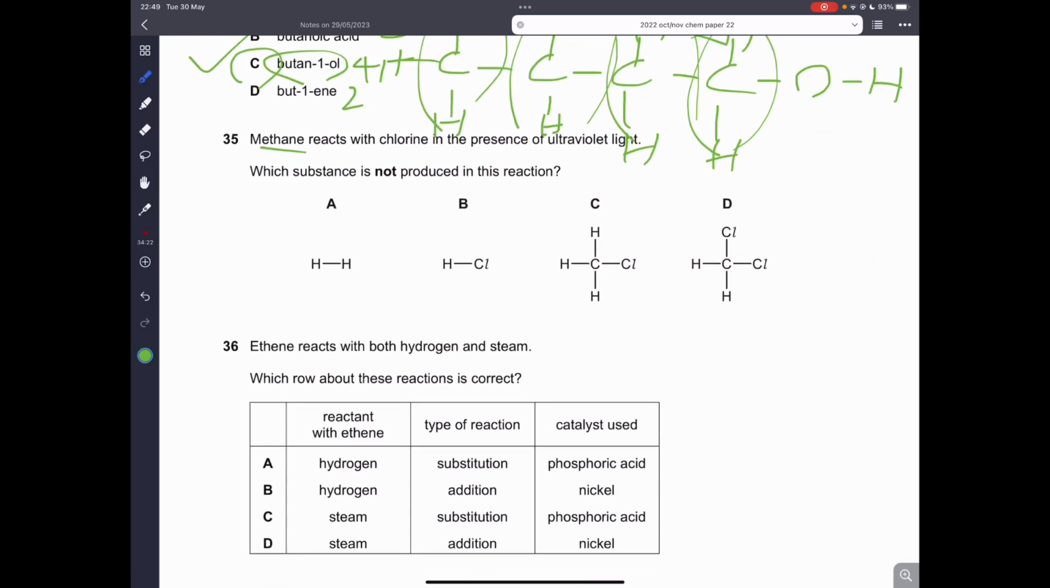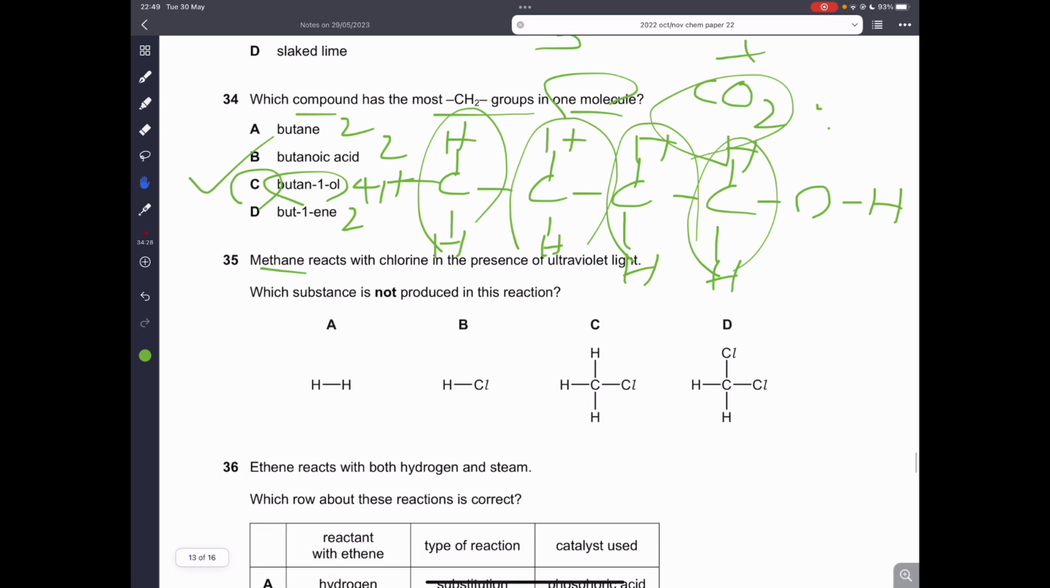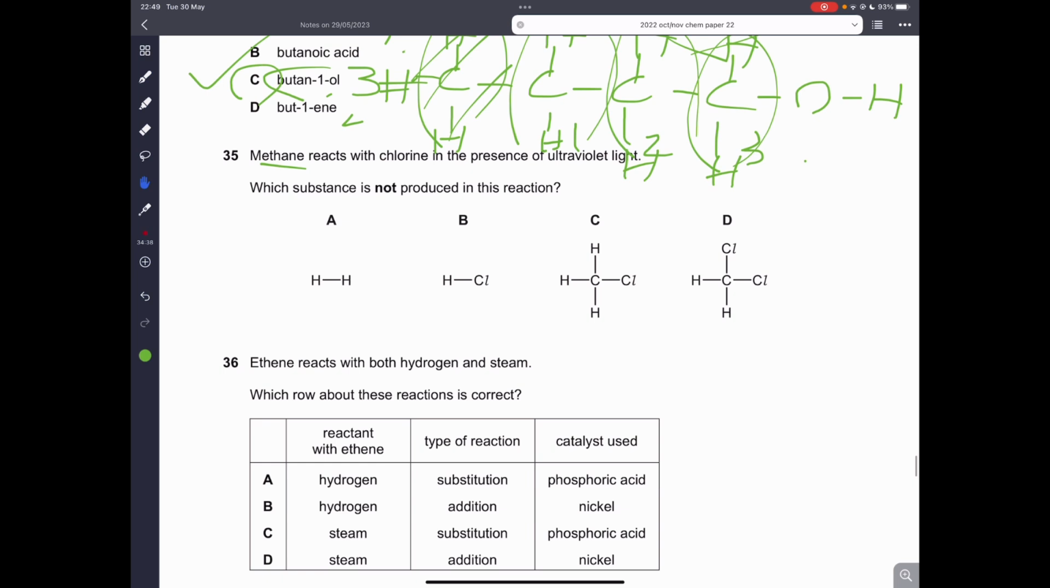35. Methane reacts with. There are actually only 3 of them, as you can see. So 1, 2, 3. Only 3 of them. Okay, sorry.